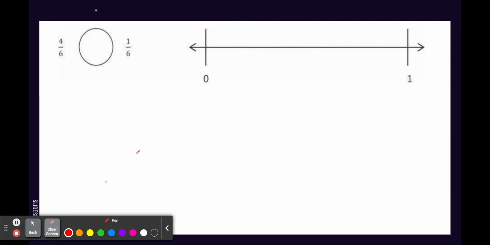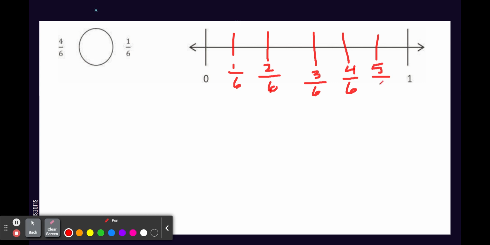So let's go ahead and label all of my tick marks to see where all my 6 are. So this is 1/6. This is 2/6. This is 3/6. 4/6. And 5/6. So now we have to look at 4/6. So 4/6 is over here. And let's look at 1/6. 1/6 is over here.